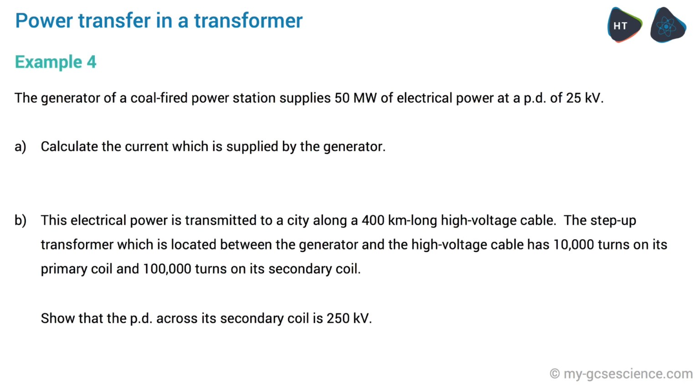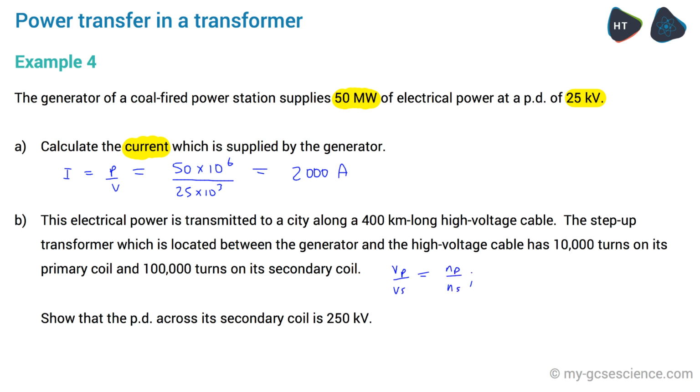As you can see, the generator is supplying 50 megawatts of power at a PD of 25 kilovolts, and in part A, we're looking for the current which it supplies. Using P equals VI and rearranging, we end up with I equals P over V, and subbing in, the power is 50 megawatts, which is equal to 50 times 10 to the power of 6, or 50 million watts, divided by a PD of 25 kilovolts, 25,000, or 25 times 10 to the power of 3, so that gives a current of 2000 amps.